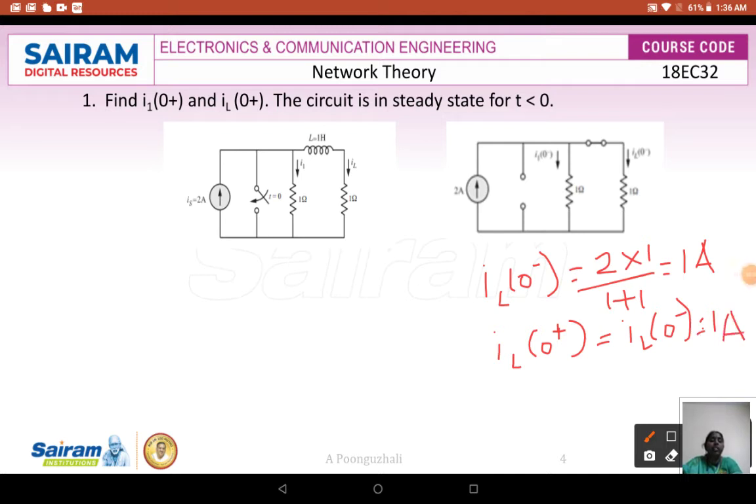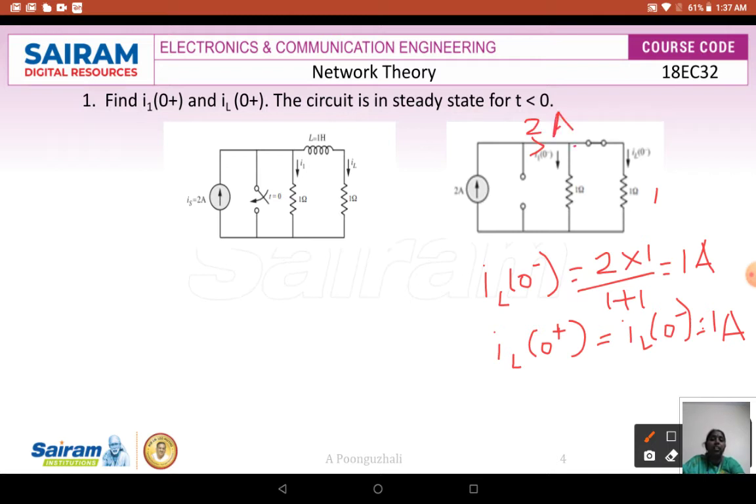So we are going to write it as 1 amps there. Next, they have asked you to find IN of 0 minus, now that we have found IL of 0 minus and IL of 0 plus. To find IN of 0 minus, the total current that is going to come here is going to be your 2 amps there.